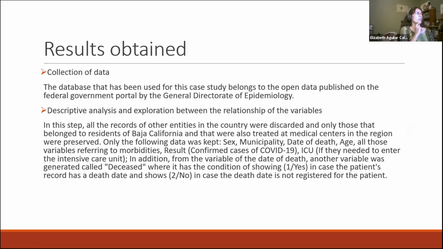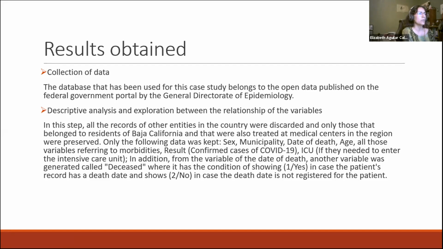And the results obtained: we start with the collection of data. The database that has been used for this case study belongs to the open data published on the federal government portal by the General Director of Epidemiology. In the next step, all the records of other entities in the country were discarded, and only those that belong to a resident of Baja California that were also treated at a medical center in the region were preserved. Only the following data was kept: sex, municipality, the date of death, age, and those variables referring to morbidities. The result: confirmed cases of COVID-19, and ICU, if they needed to enter an intensive care unit.